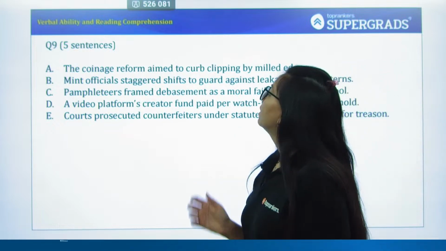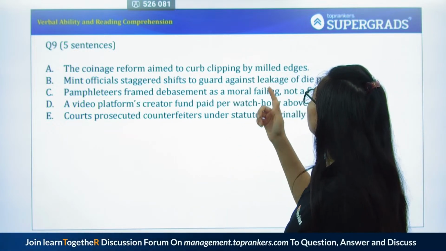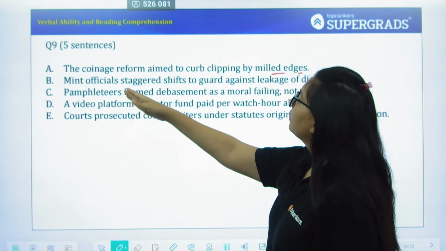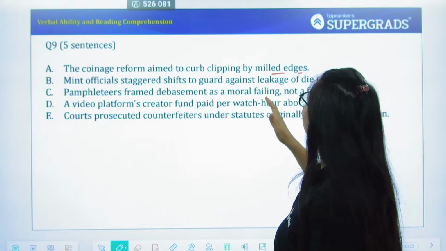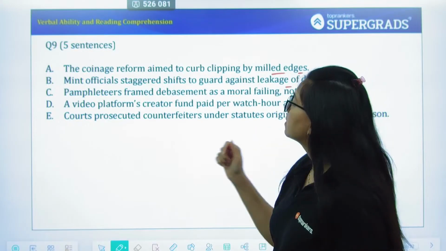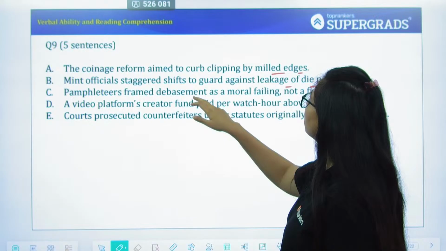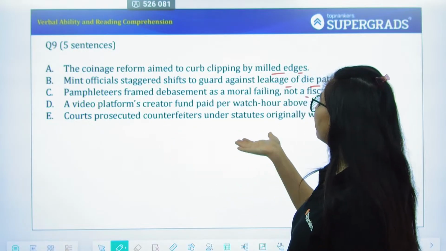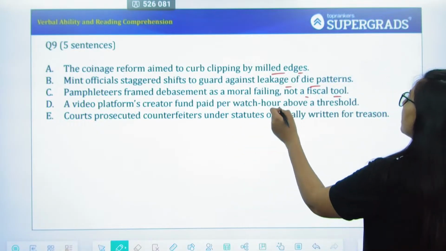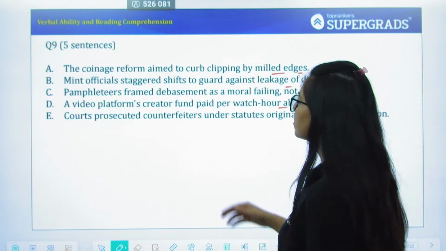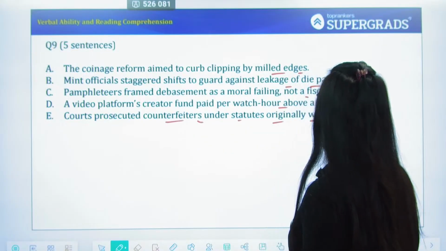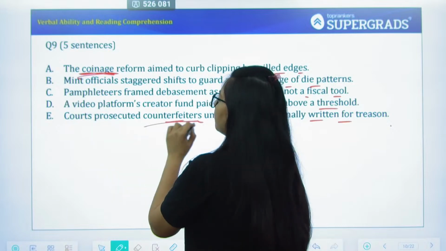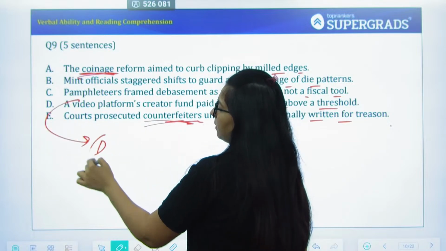Next one. The coinage reform aimed to curb clipping by milled edges. Mint officials staggered shift to guard against leakage of die patterns. Pamphleteers framed debasement as a moral failing, not a fiscal tool. A video platform created fund paid per watch hour above the threshold. Courts prosecuted counterfeiters under statutes originally written for treason. So you know that all of this is about coinage and counterfeit. Well, what is the entire idea about the video platform?